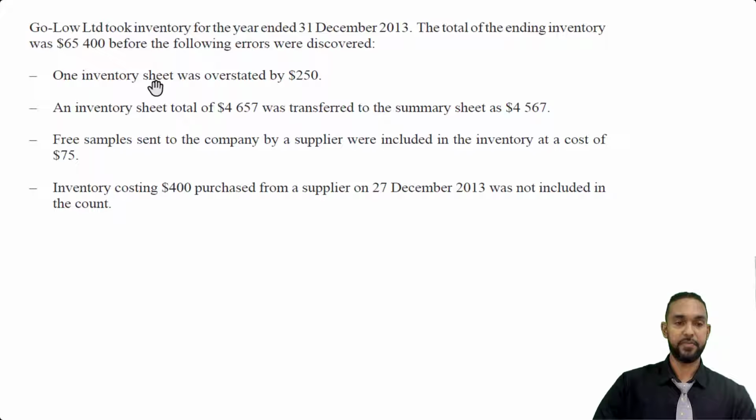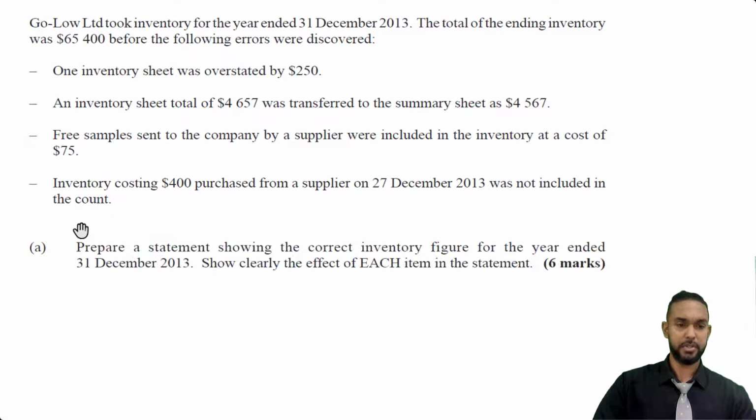One inventory sheet was overstated by $250. An inventory sheet total of $46.57 was transferred to the summary sheet as $45.67. Well, that's not a good thing. Free samples sent to the company by a supplier were included in the inventory at a cost of $75. An inventory costing $400 purchased from a supplier on the 27th of December 2013 was not included in the count.